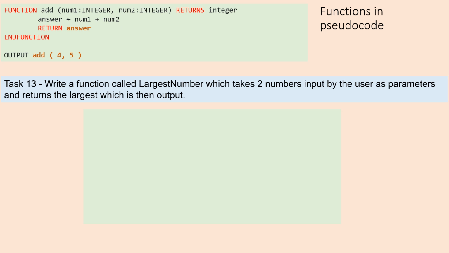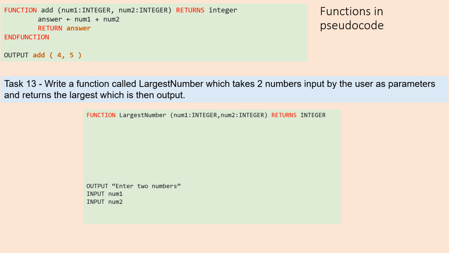So task 15, we've got the example there as well to go off. Write a function called largest number, which takes two numbers input by the user as parameters and returns the largest, which is then output. Okay, so we can start off with asking the user for the two numbers. It says here, takes two numbers input by the user as parameters. So output, enter two numbers, input num1, input num2. So we've got those assigned.